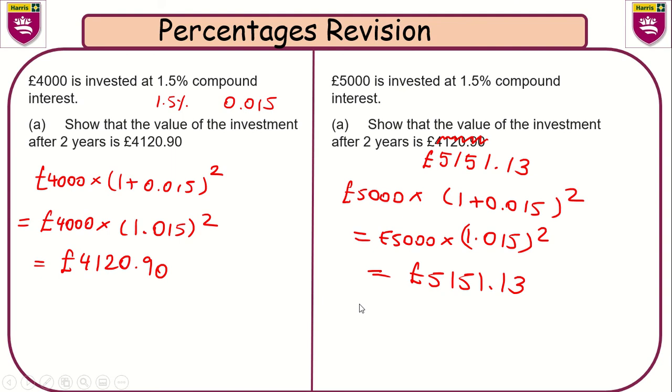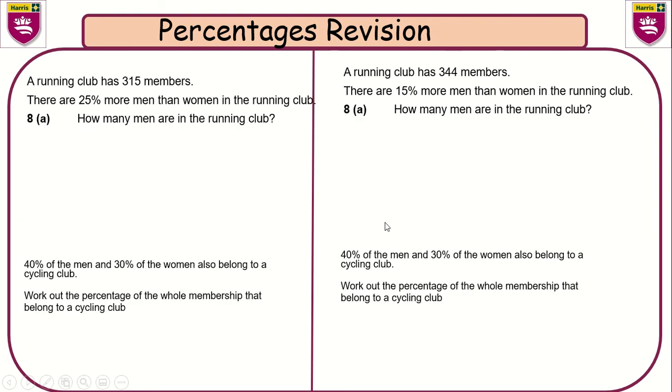Right. This is important. You guys actually need to pay a lot of attention to this question, because we're going to be doing something algebraic here. So this question is giving us some information, and they say a running club has 315 members, and there are 25% more men than women in the running club. How many men are there in this running club?